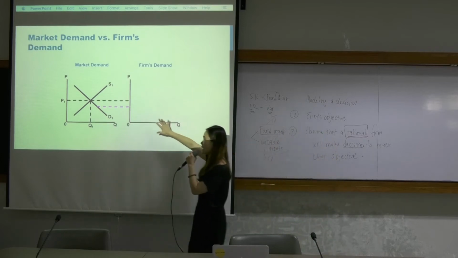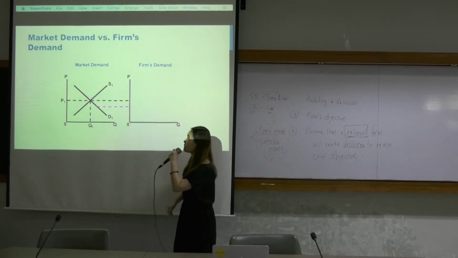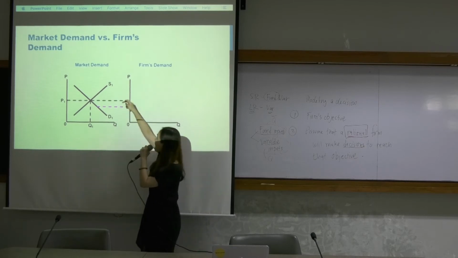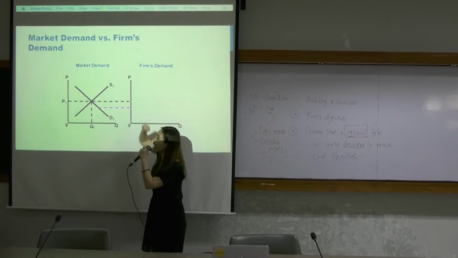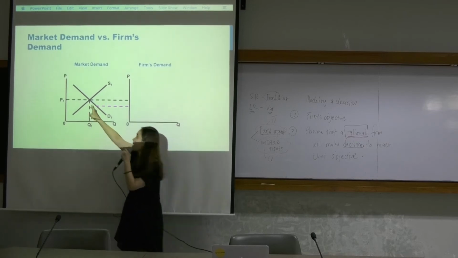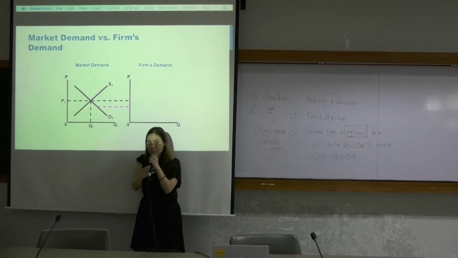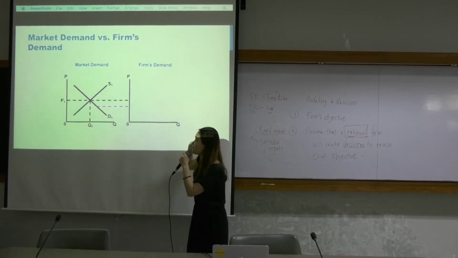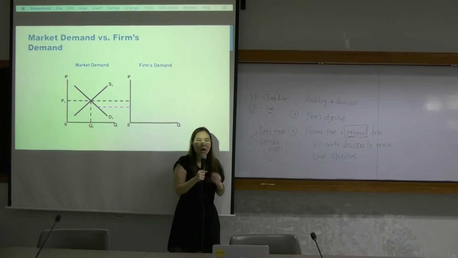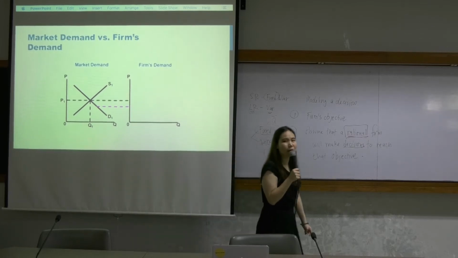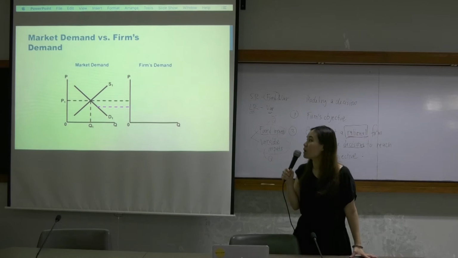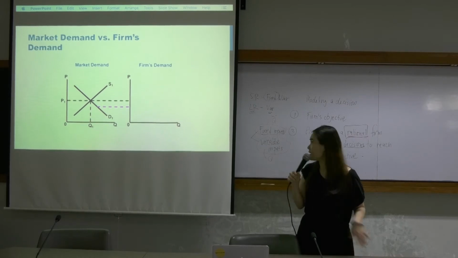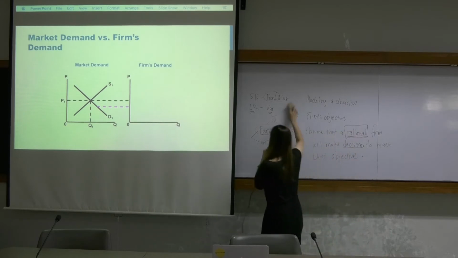So this is my firm, okay? If I set price at a price higher than P1, so this is the market price right now, right? I am a new firm setting up my own company, and I set price higher than P1. How many units of output will consumers buy from me? It would be 0, right?